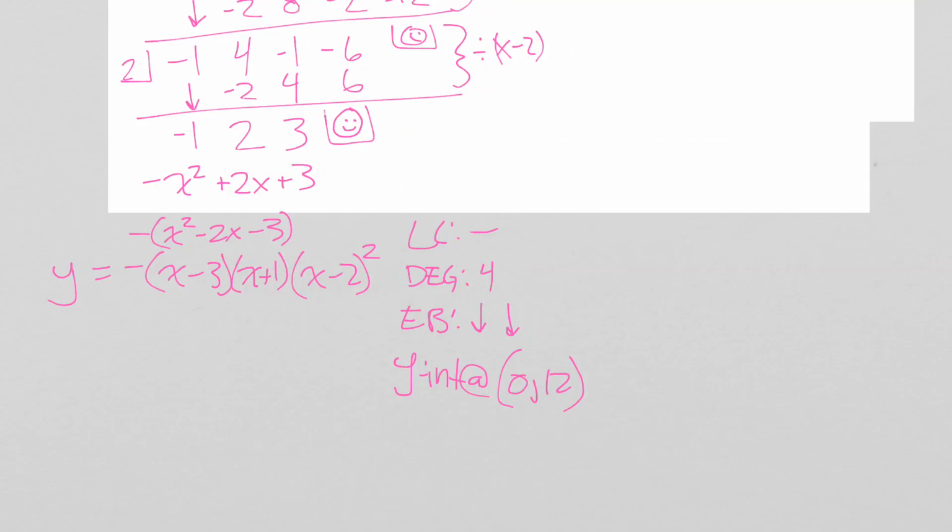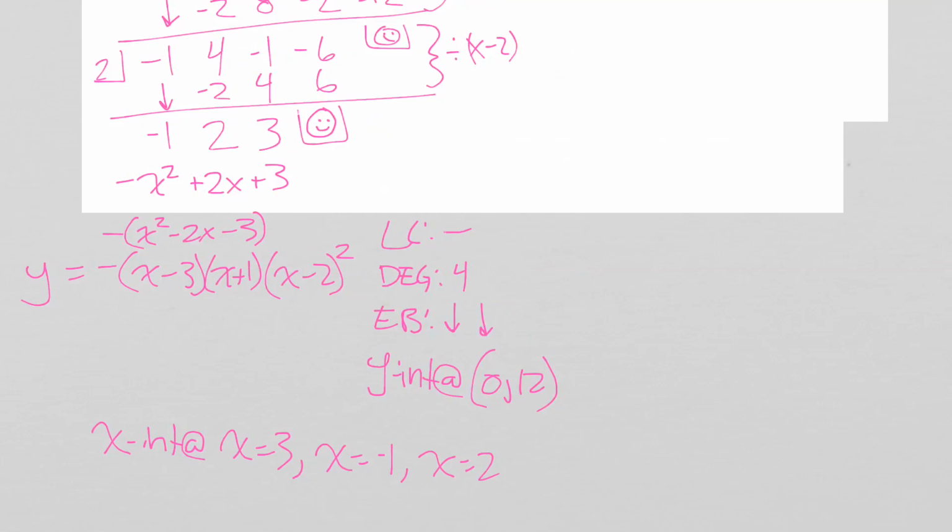What else? I know my x-intercepts will occur when x is 3, when x is negative 1, and when x is 2. And I know that x equals 2 is special because that 0 will bounce. All the others will cross. And again, that is coming from the multiplicity of the zeros, right? Multiplicity 1, multiplicity 1, multiplicity 2 means it will bounce.